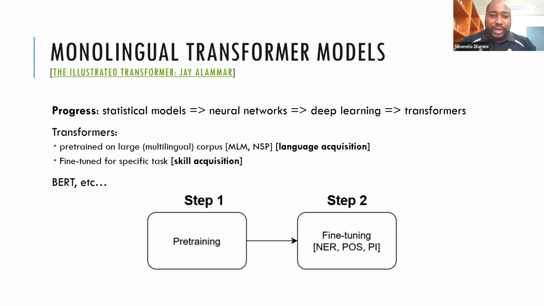And after the transformer has learned the language, step number 2 is then to fine tune it to perform a specific task. Because at the end of the day, that's what we want to do in natural language processing. We don't just want to have a model that understands or knows English or knows Chinese. We want to perform some specific task after we've acquired that language.